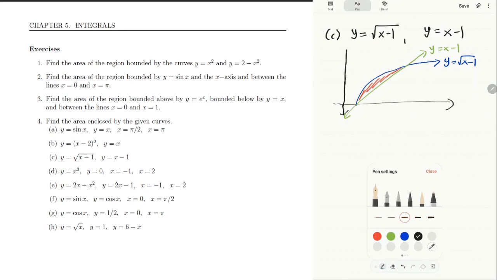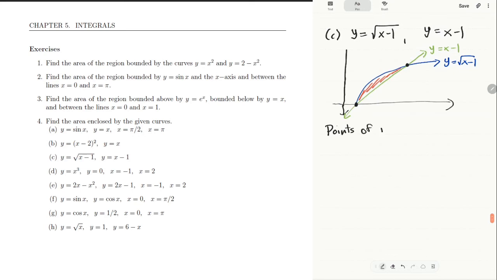And so the first thing we need to determine are the points of where they intersect, and that will give us our limits of integration. So to find our points of intersection, we're going to set the functions equal. So we have x minus 1 is equal to the square root of x minus 1. So they have the same y coordinates.